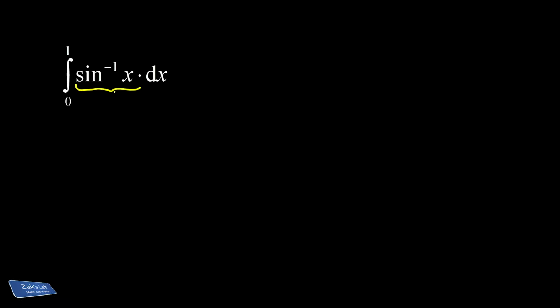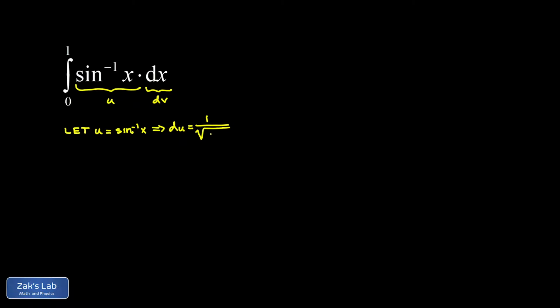So to use integration by parts on this, what we realize is that the derivative of the inverse sine function is just a nice algebraic function. We remember that that's 1 over the square root of 1 minus x squared. So we're going to let that part be equal to u, and then the leftover dx, that's going to be dv. So we let u equal the inverse sine of x. And again, you have to remember the derivative of the inverse sine of x to make this work. The derivative of the inverse sine of x is 1 over the square root of 1 minus x squared.